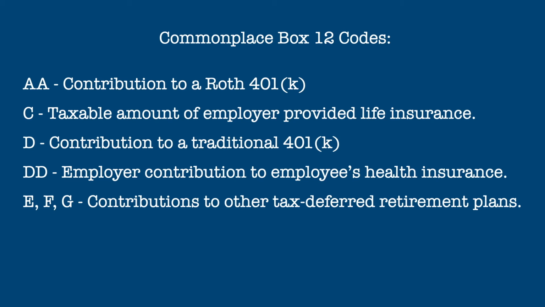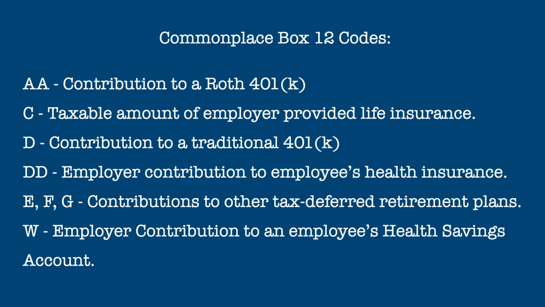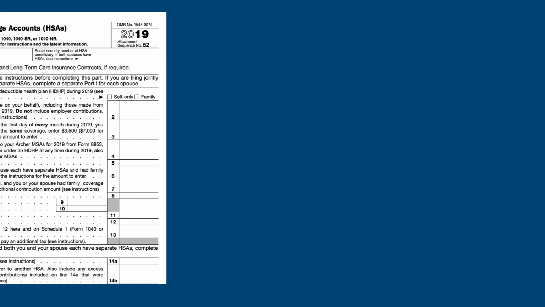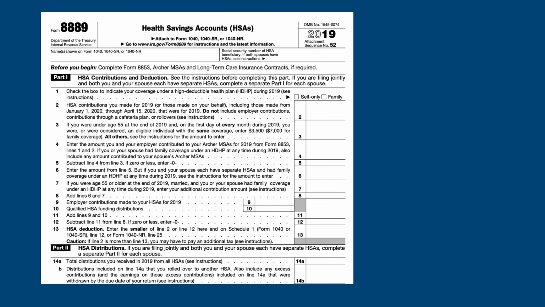And W, amounts your employer contributed to your health savings account if you have one. Similar to dependent care benefits, if this amount isn't reported on Form 8889, it will be added to your taxable wages and an additional penalty will apply.